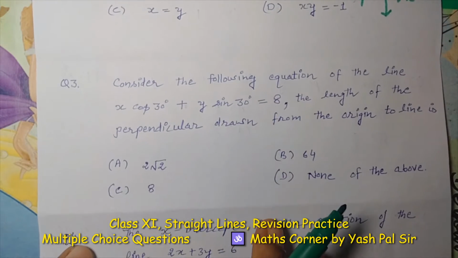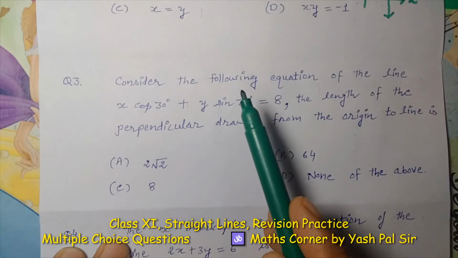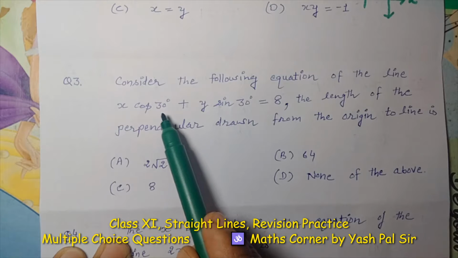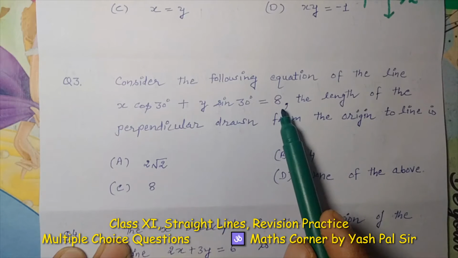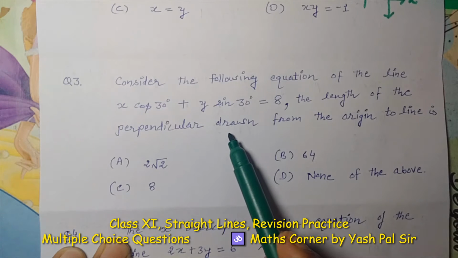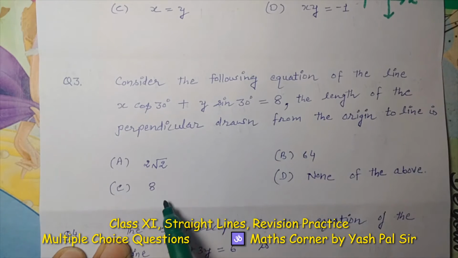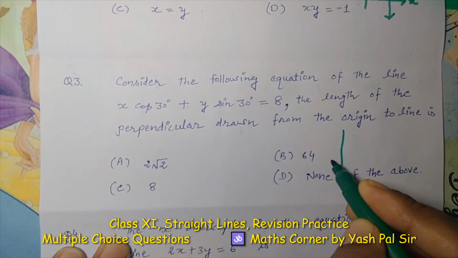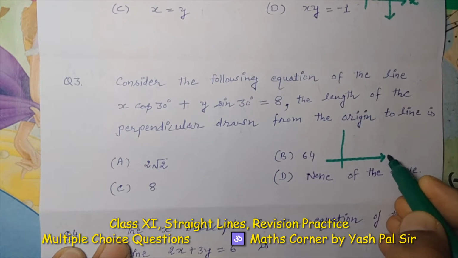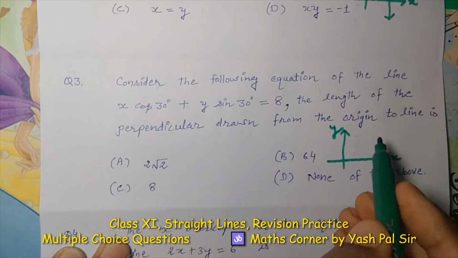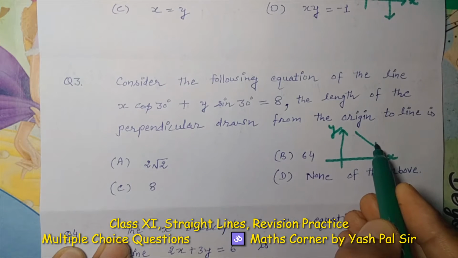Now we have question number 3. Consider the following equation of the line x cos 30 degree plus y sin 30 degree is equal to 8. The length of the perpendicular drawn from the origin to the line is. Here what we know is that if we have a coordinate plane, x axis and y axis, right, and any line, this is the line.